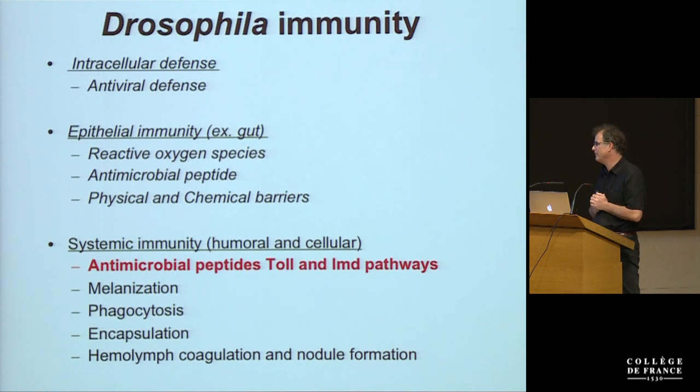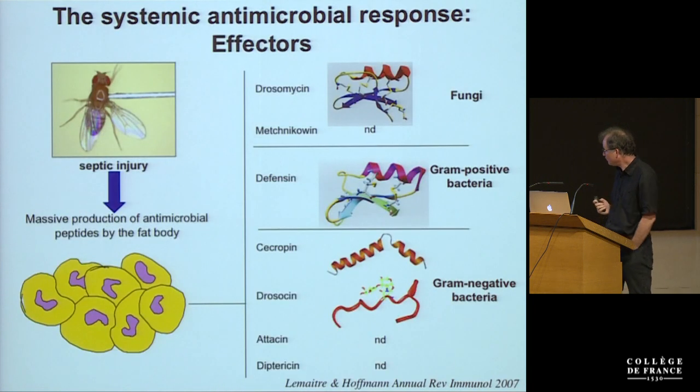So what happens when you infect flies in the body cavity? One of the most popular and characterized immune responses is the production of antimicrobial peptide. So when you inject bacteria in the body cavity, you activate a number of pathways that lead the fat body, equivalent of the mammalian liver, to produce a battery of antimicrobial peptide. The first feature that you observe is that those antimicrobial peptides have distinct activity against either fungi, gram-positive bacteria, and gram-negative bacteria. Antimicrobial peptides are found in all animals and also plants. They are universal mechanisms of defense.